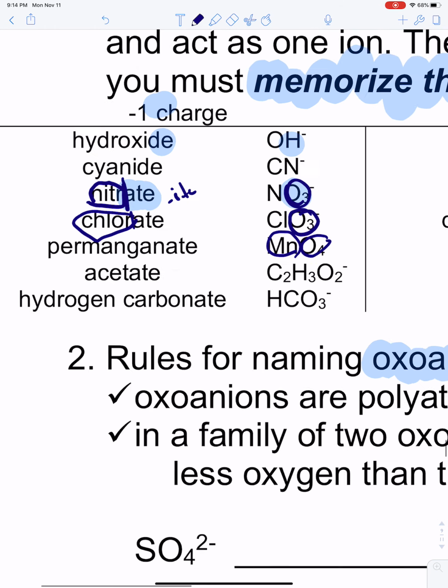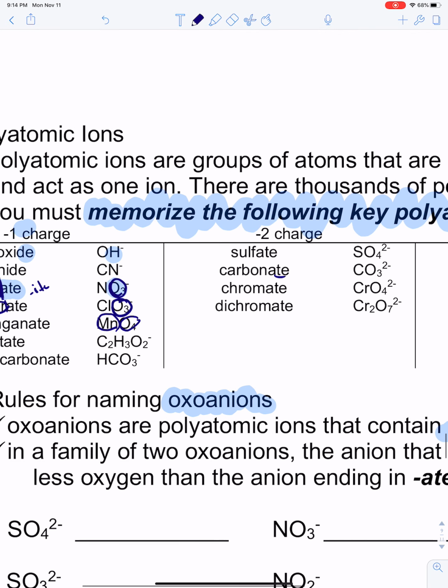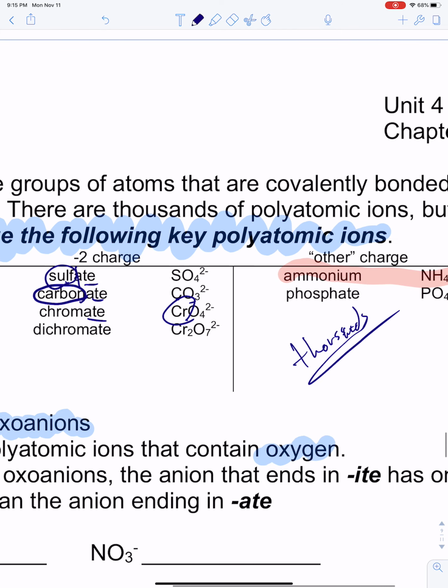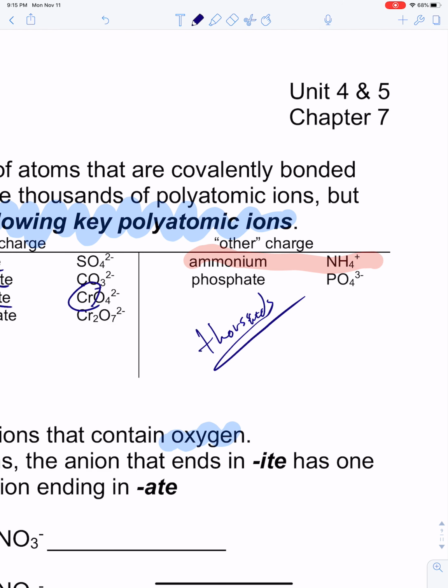Some other ones to help you memorize: carbonate, sulfate. Sulfate is oxygen paired up with sulfur. Carbonate is carbon paired up with oxygen. And the same with chromate and dichromate, which are chromium paired up with oxygen. So if you see ATE, I want you to think of an oxoanion, a polyatomic ion where one of the atoms is oxygen. That will give you a hint to help with the memorizing process.